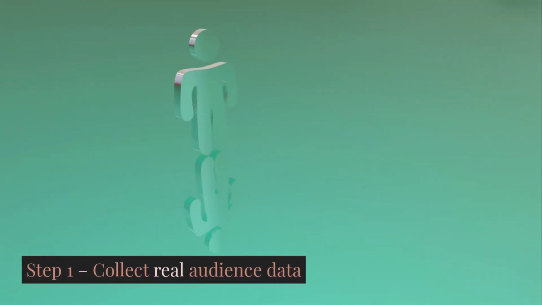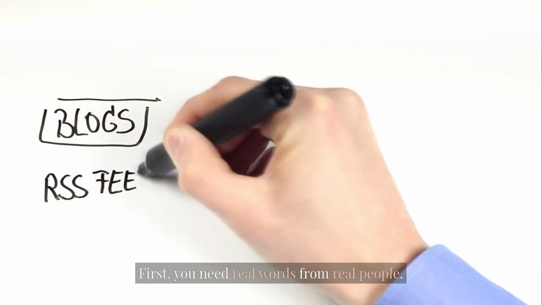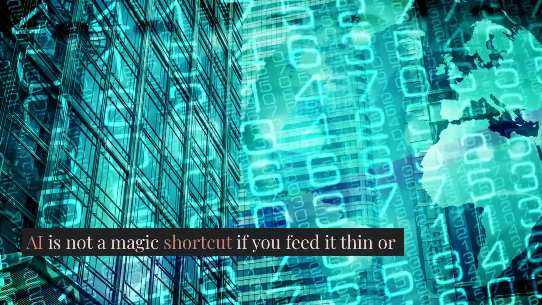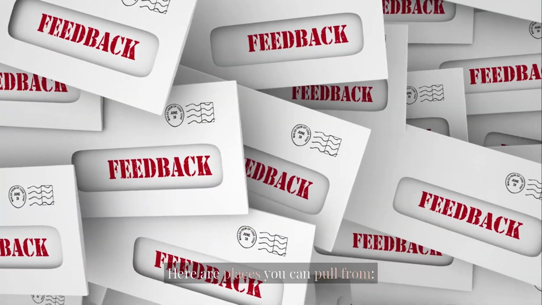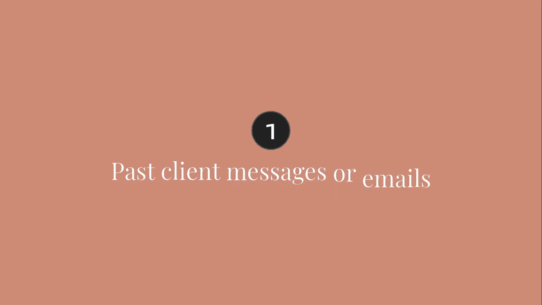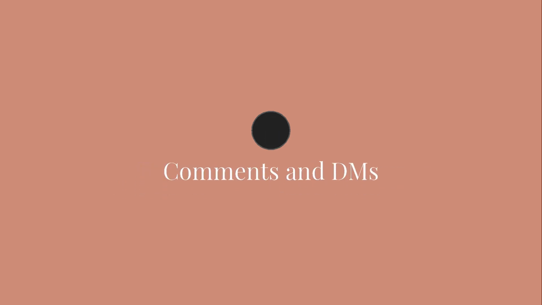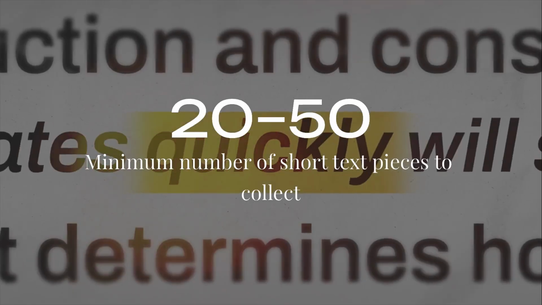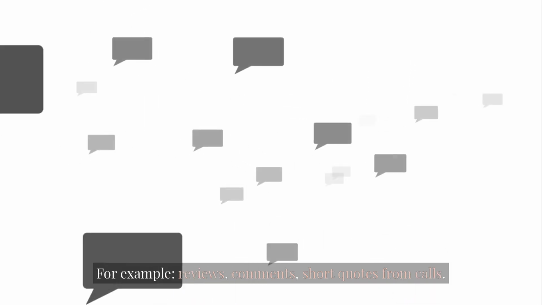Step 1. Collect real audience data. First, you need real words from real people. AI is not a magic shortcut if you feed it thin or made-up data. Here are places you can pull from: past client messages or emails, testimonials and reviews, comments and DMs, niche forums or communities, reviews of competitors. Pick at least 20-50 short pieces of text. For example, reviews, comments, short quotes from calls.